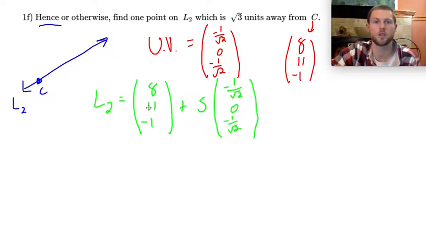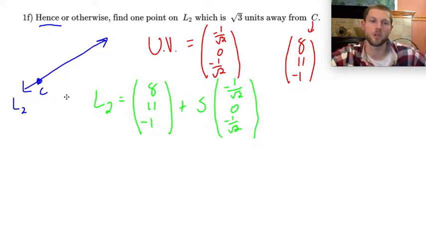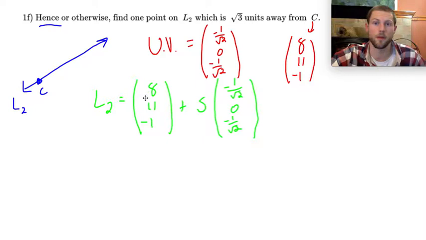So this equation is the equation for L2. It just looks a little bit different. I just have a different point in here, or a different position vector, or starting point, and I have a different directional vector, but it's in the same direction. The only difference here is that this directional vector has a size of 1.